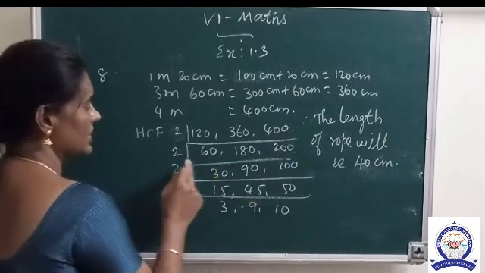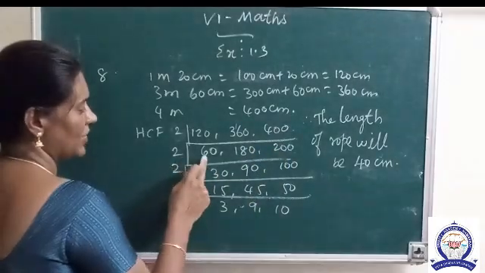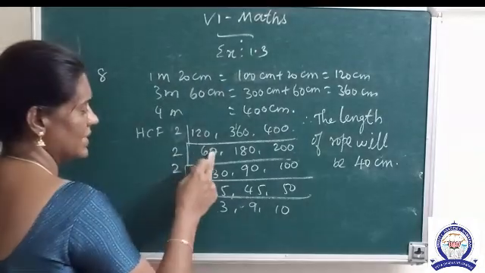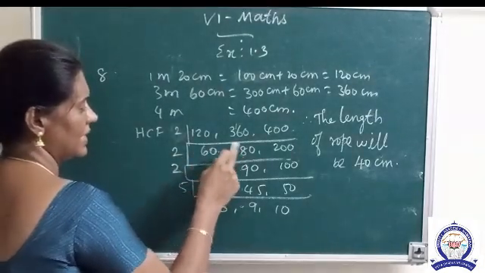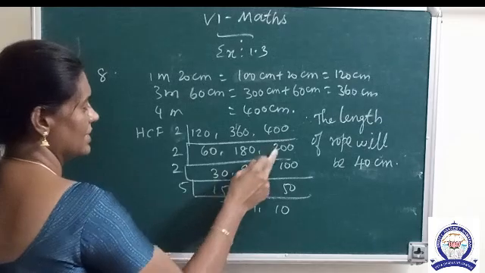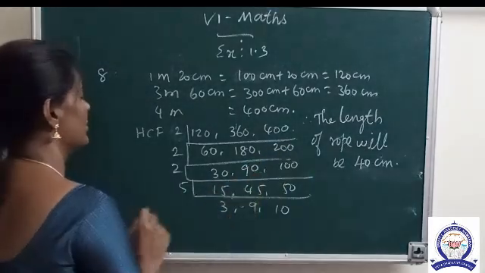Again all the numbers are even numbers. It is divisible by 2. For this 6, 3 2s are 6. So this 0 you write as it is. 18, 9 2s are 18. You write as it is. 1 2 is 2. 0 0 you keep as it is.